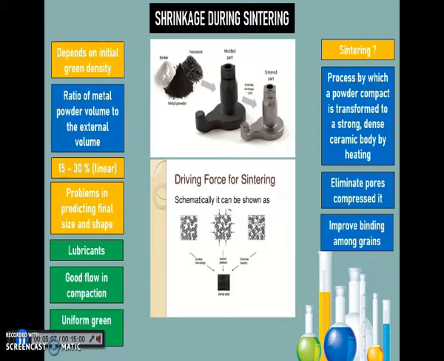So, apa masalah yang kita hadapi ketika shrinkage during sintering ni adalah the problem in predicting the final size and shape. Sebab kita tak tahu macam mana size dia, macam mana shape dia lepas kita buat sintering. Jadi, satu cara macam mana kita nak control dia adalah kita gunakan lubricants. Because lubricants can give good flow in compaction. Okay.